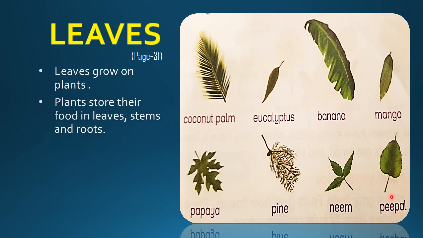Plants store their food in leaves, stems and roots. Dear students, we know that most of the food is prepared in the leaves.